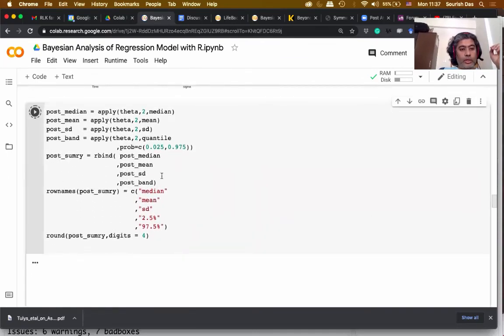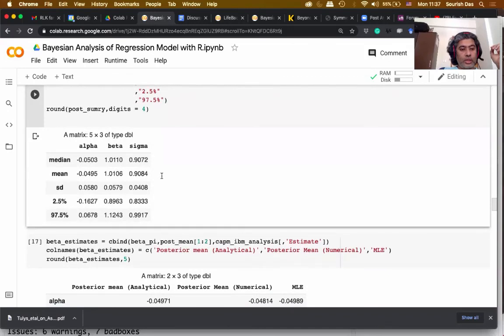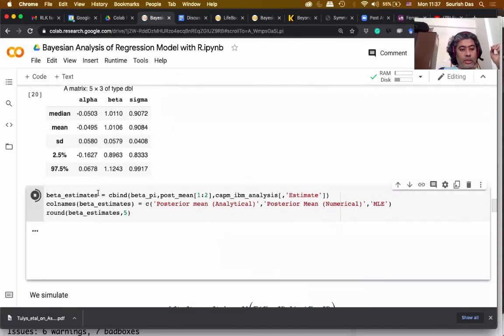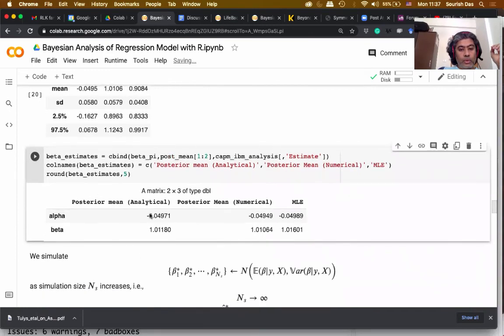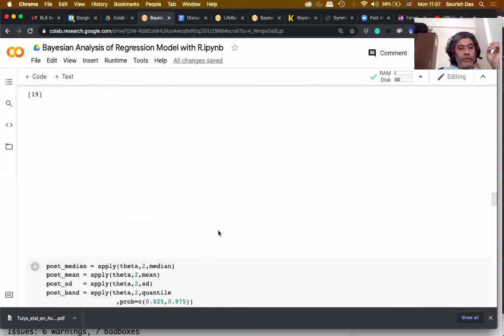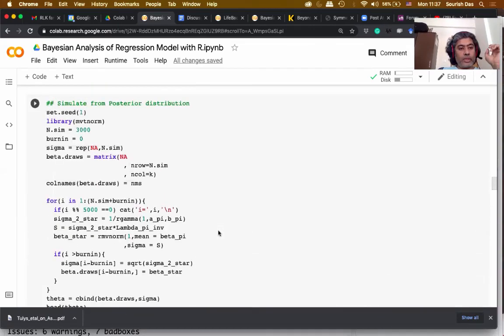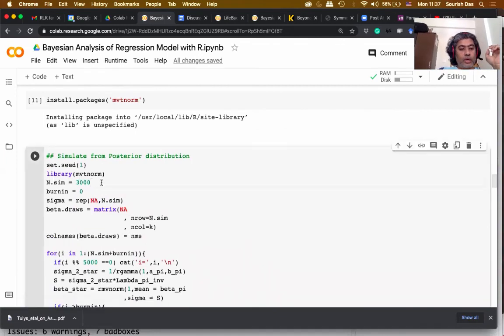And the posterior median, posterior mean summary is like this. Now you can see the posterior mean analytical is 0.4971, and this is 0.4949, and this is 1.01180, and this is 1.01664. So it is a little bit closer, but still a bit far. So what I'm going to do is simply increase it to 30,000 now.